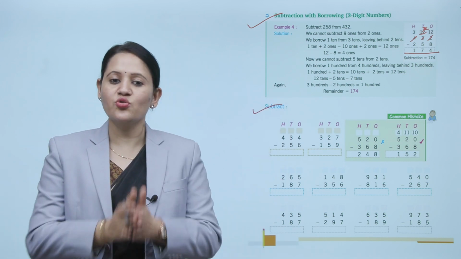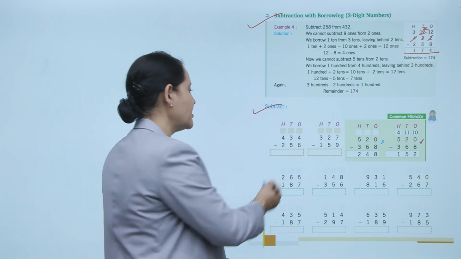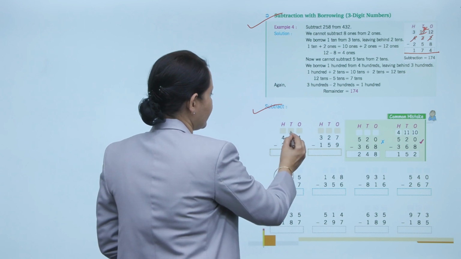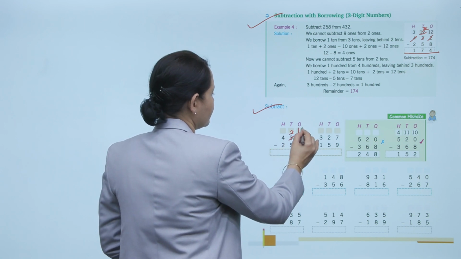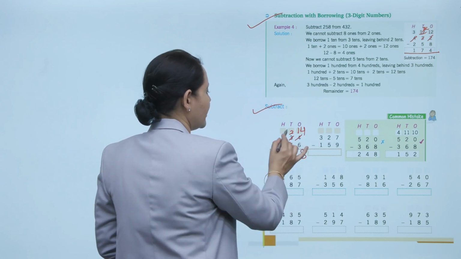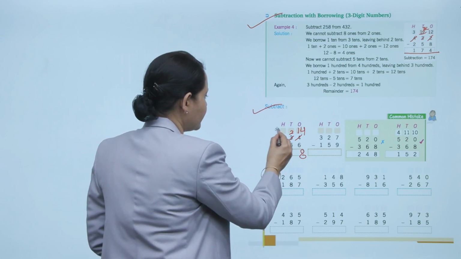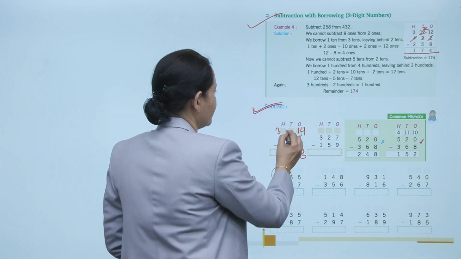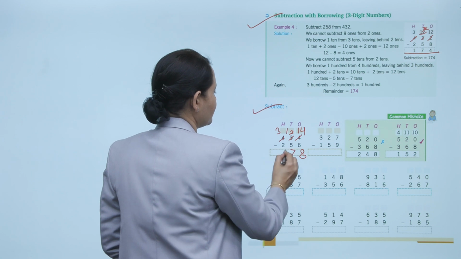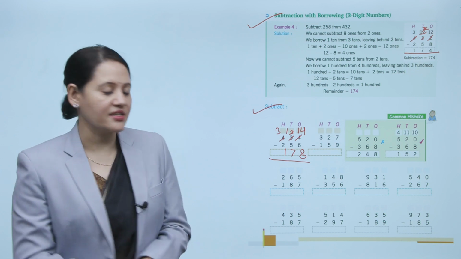Next is subtract. We have to subtract 256 from 434. Start from ones. 4 minus 6 is not possible. Borrow from here. Become 2 and 14. 14 minus 6, that is 8. Again, we cannot subtract 5 from 2. So we'll borrow from tens position. It will become 3 and 12. 12 minus 5, that is 7. 3 minus 2, that is 1. So answer is 178.